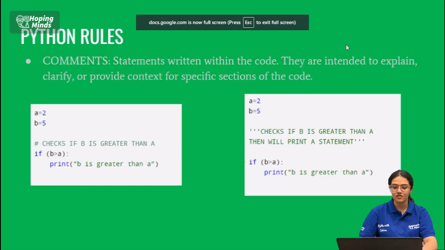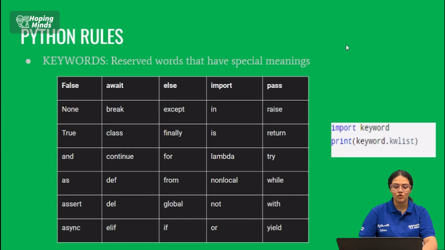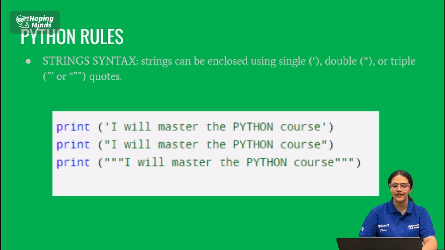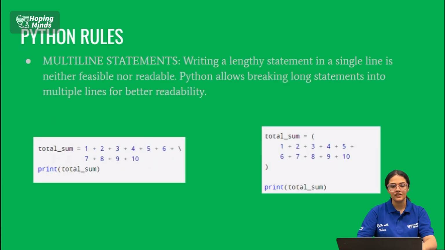So we saw indentation, keywords, comments, and now the strings syntax. If you want to write simple English sentences inside your print statement, how do you do it? You write inside quotes. These are the three ways you can see on the screen: you can write it using single quotes, double quotes, or triple quotes. That does not matter. These are the three ways you can write strings in Python if you want to print them. Strings are nothing but English statements, right?